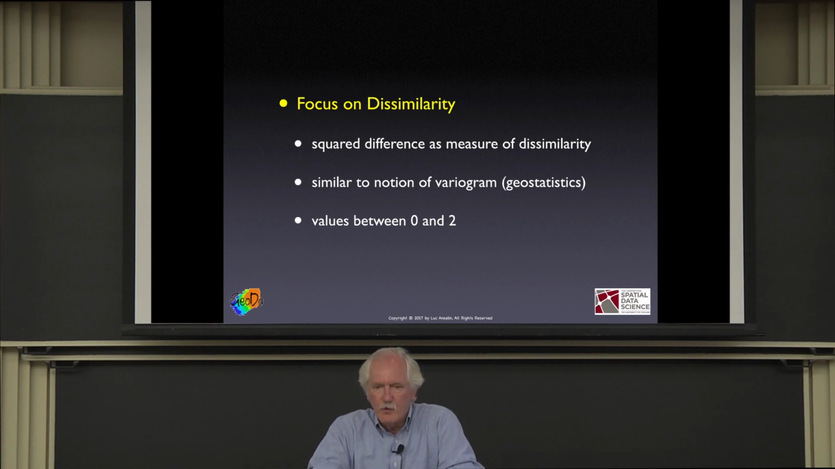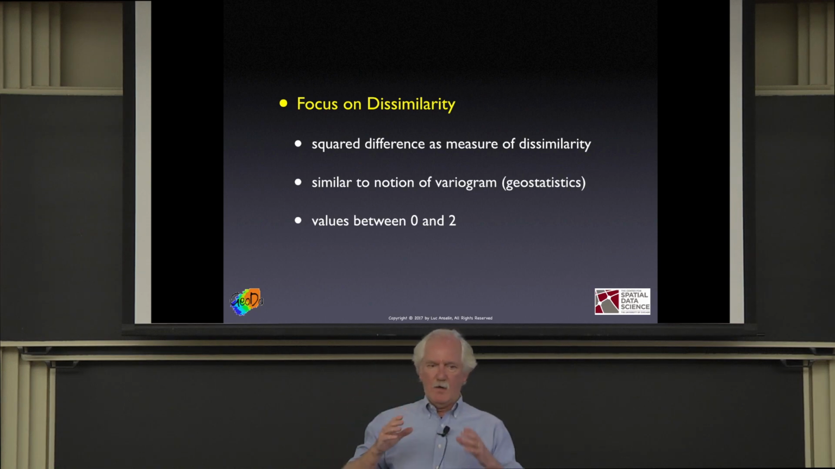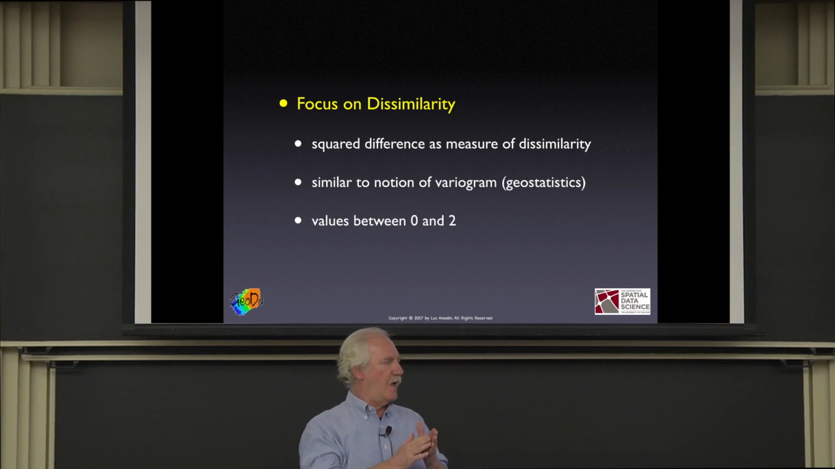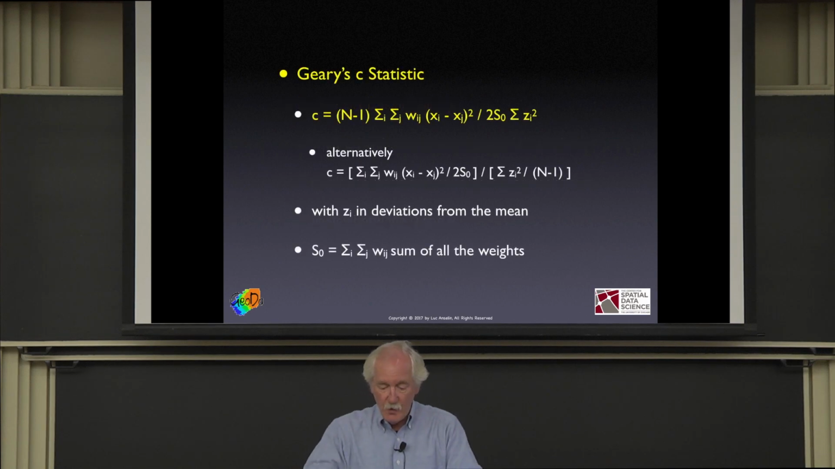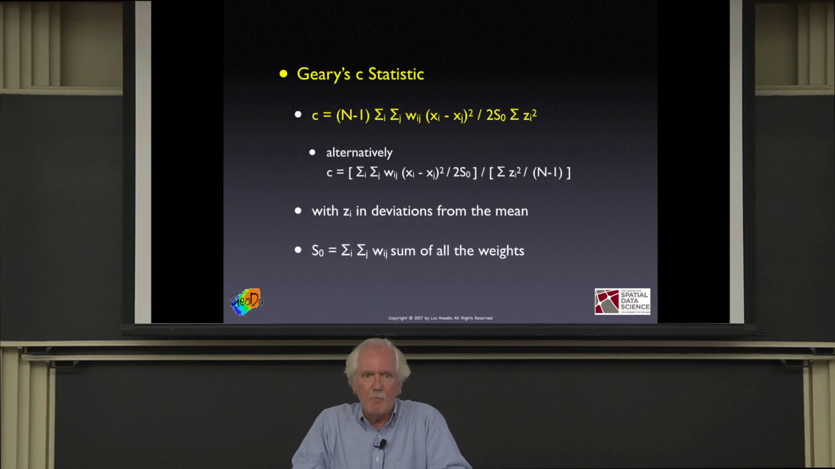Geary C uses square difference as the measure of attribute similarity instead of the cross product. And in that sense, it's similar but not equal to the notion of the variogram, which we'll see a little later. The main difference between the two is that with the variogram, we take the distance as the organizing concept to formalize locational similarity. And with Geary C, we have a weights matrix. So again, the statistic looks a little complicated. Actually, it isn't that complicated.